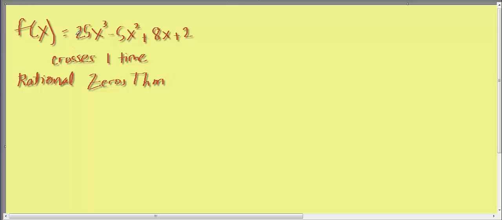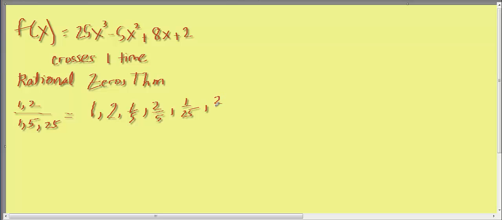we're going to look at the multiples of 25 under the multiples of 2. So we're going to have 1, 2 over 1, 5, and 25. So we have these three on the bottom. So we're looking for all possible, which would be 1, 2, 1/5, 2/5, 1/25, and 2/25. Now this is all of them. This is the whole possible set, unfortunately.